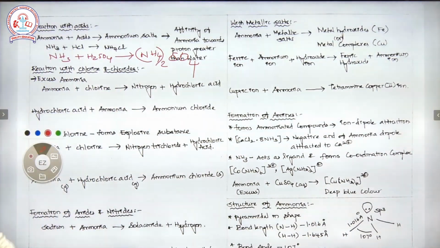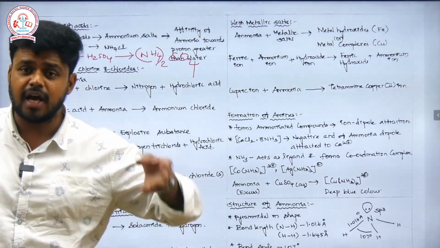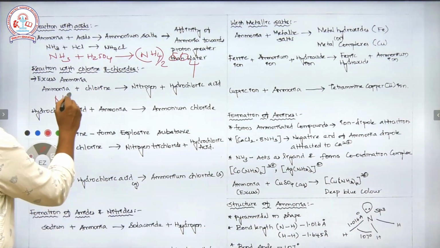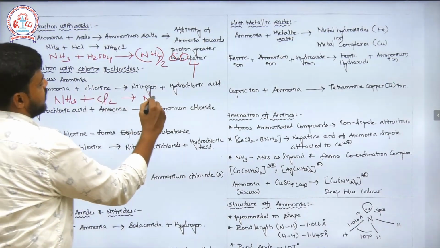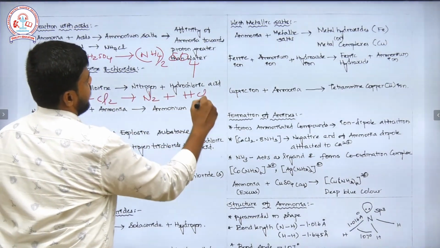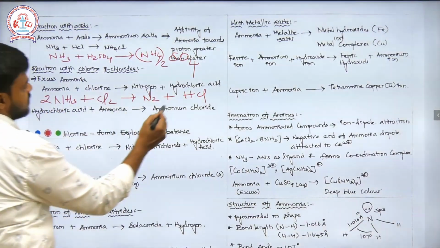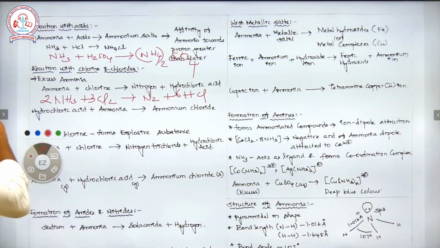So that's one. Then reaction with chlorine. The reaction with chlorine depends on whether it is excess ammonia or excess chlorine. Firstly, if it is excess ammonia, ammonia reacts with chlorine and forms nitrogen by evolving HCl. To balance it, I'll make ammonia 2. Hydrogen here is 6, so I'll make HCl 6 here. So chlorine is 6 there, I'll make it 3 here.